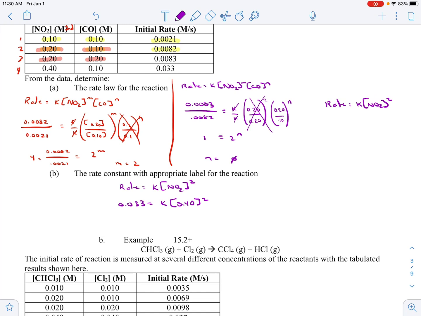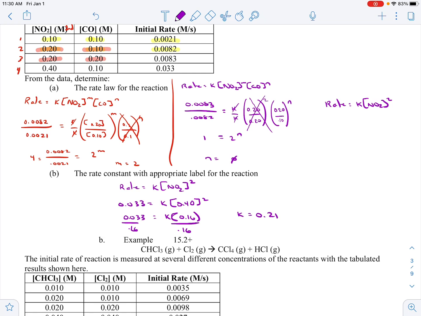So that gives us, on this side, 0.033 = K times 0.16. Now if we're isolating, we're going to divide by 0.16 on each side to get to K. K is going to be equal to 0.033 divided by 0.16, which gives us 0.206. I saved one too many sig figs, so let's say 0.21.